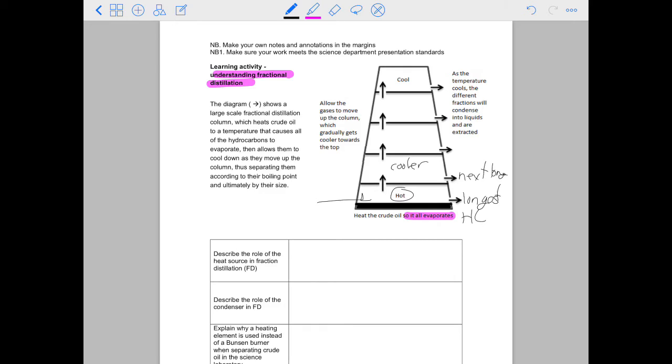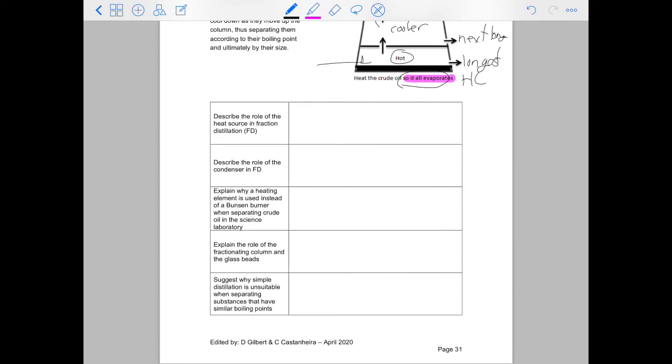That's that. And then as we go up each step, it gets a little bit cooler. And so different hydrocarbons will condense until we get to the top where it's the coolest. And so all we have left are the shortest hydrocarbons, which we are then able to collect, some of them just as a natural gas. So what you need to know is that we evaporate all of the crude oil and we're able to collect it because the different fractions or the different substances have different boiling points.